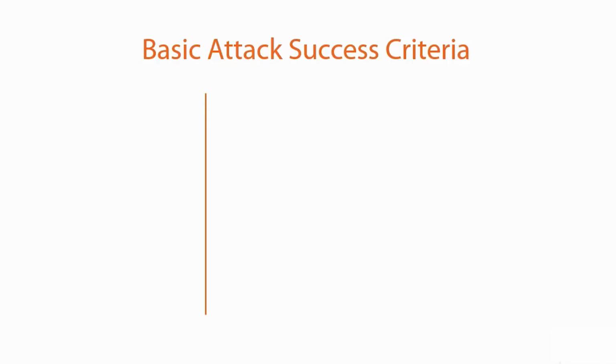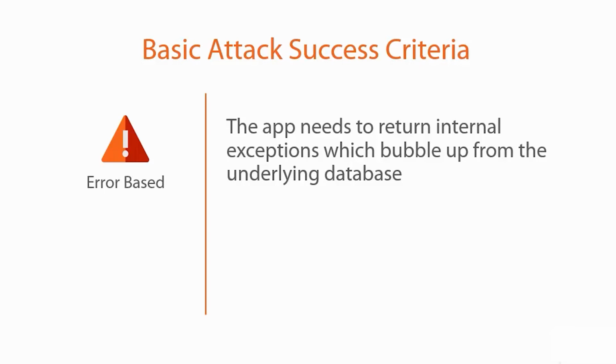Let's talk about what it was that made these basic attacks successful. And of course, by basic attacks, I'm talking first of all about error-based SQL injection. And one of the things that we saw earlier on in the course is that for error-based injection to work, we need to get SQL errors. So we need to get errors from the underlying relational database management system to bubble up into the browser, because it's those errors that actually contain the useful information.